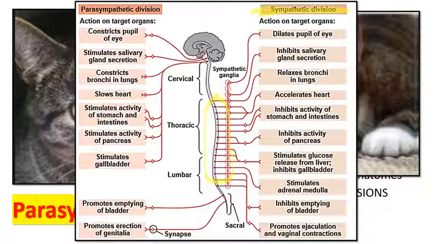So these two body functions are being controlled by different sets of neurons that go in and out of the brain at different locations. Okay, so I will not ask you about that. That's not really an important point. But let's look at some examples of the sympathetic division of the autonomic nervous system. So, dilation of the pupils, you know.